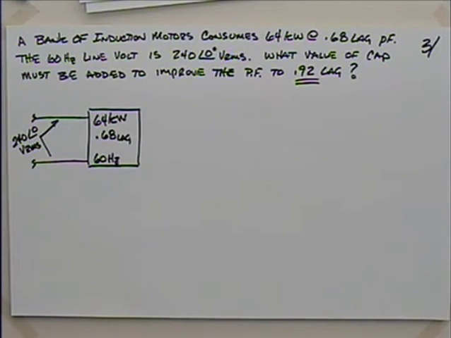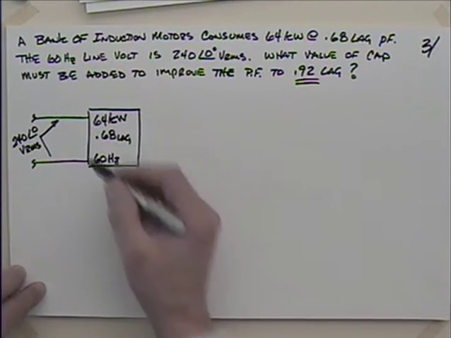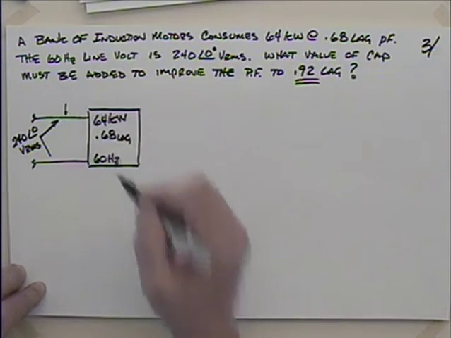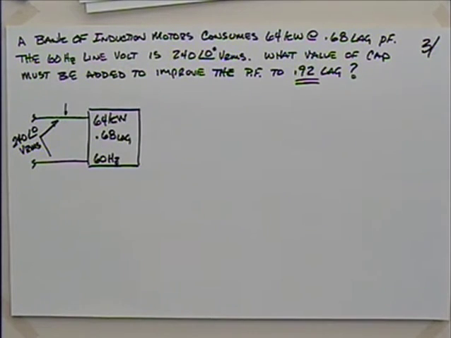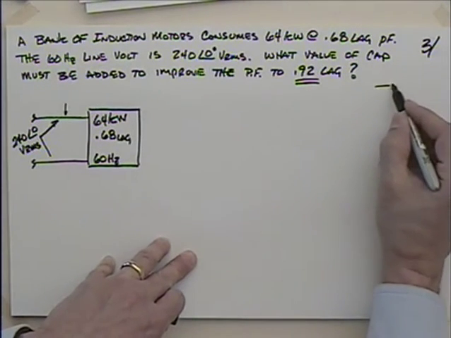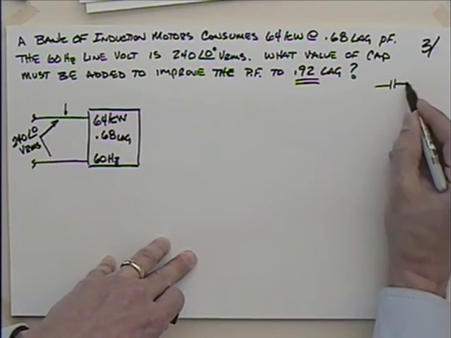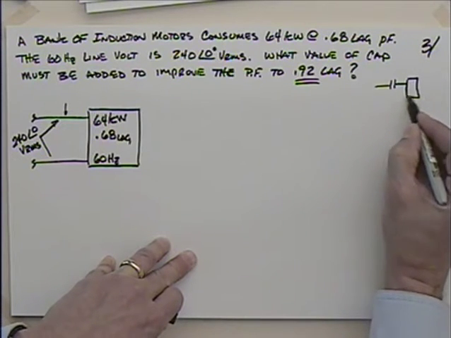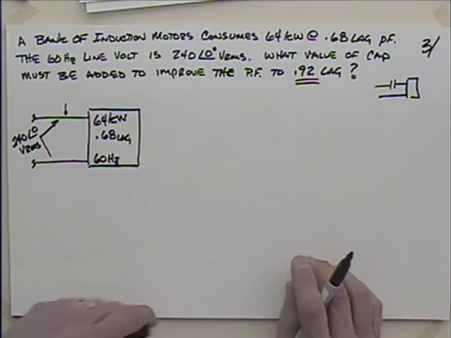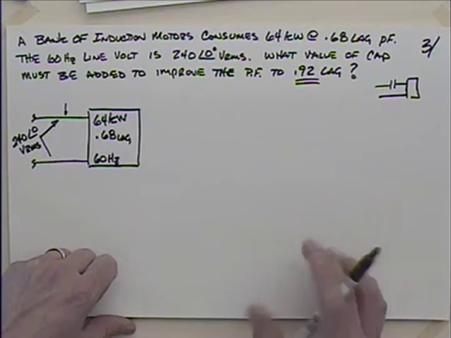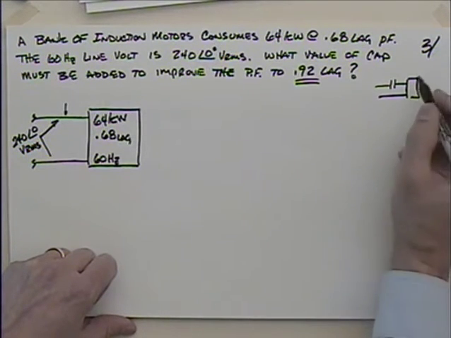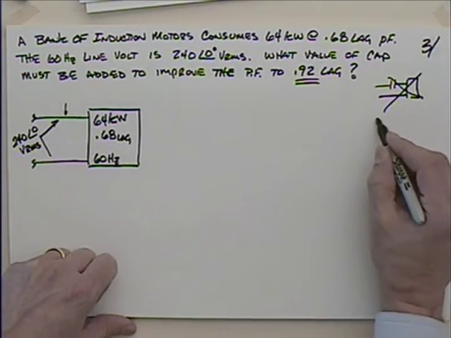And the question is, we add a capacitor here. Sometimes the question comes up, well, where in the world would you add the capacitor? Well, what do you think about adding the capacitor right here? Does that seem like a good plan? Well, then we'd have a voltage drop. If I add a capacitor like this and have the load here, am I going to get 240 volts across my load? No, because I'm going to have a voltage drop across the capacitor. So that doesn't make sense.